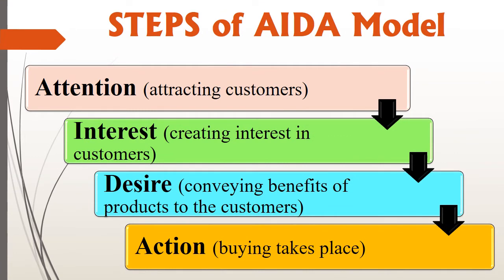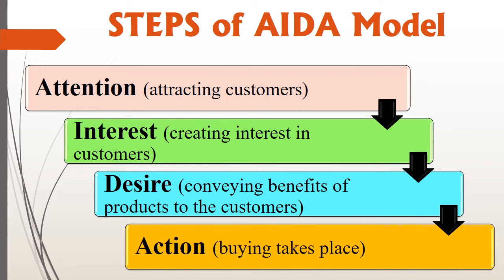Now let's discuss these four steps of the AIDA model in detail. The first step in advertising is to find out the ways to attract the attention of the customers. The place and location of the advertisement display are very important. Then innovative advertising techniques can be used to grab the attention of the consumers. The main goal here is to make the consumers aware that a particular product or service exists.